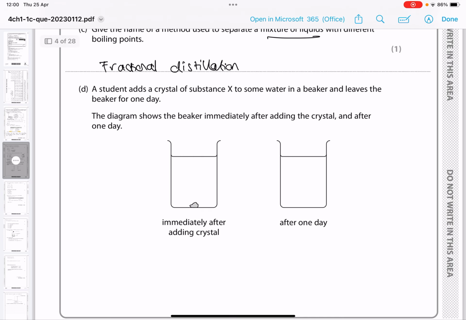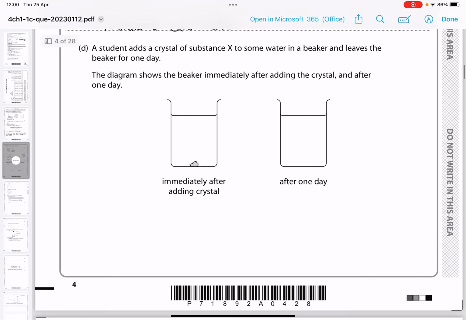Next question. A student adds a crystal of substance X to some water in a beaker and leaves the beaker for 1 day. The diagram shows the beaker immediately after adding the crystal and after 1 day. Okay, so as you can see here, we've got the solid or the crystal, but now it's disappeared. So what must have happened is that the crystal must have dissolved in the water. And now you can't see the crystal because it's dissolved in the water.